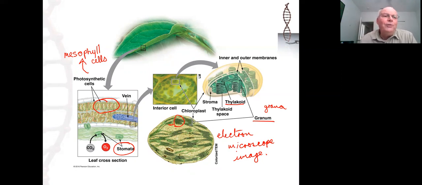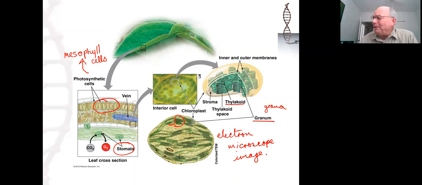Now, we also know that energy from light is turned into chemical energy in the form of ATP and high energy electrons that are stored temporarily in a molecule called NADPH. Now, of course, we know that ATP can be generated using a hydrogen ion gradient. We saw that in cell respiration, and that hydrogen ion gradient was generated by the electron transport chain.